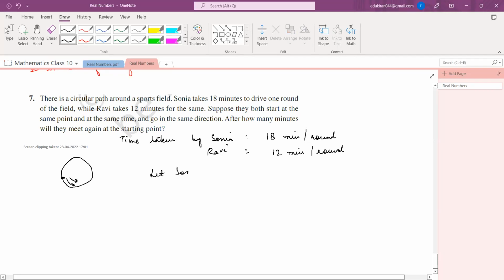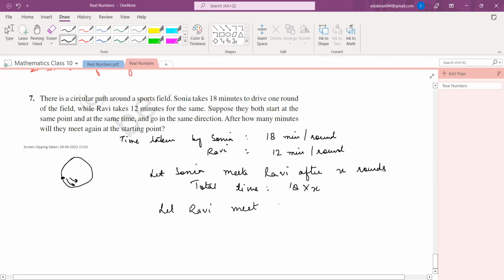Let Sonia meet Ravi after x rounds. So what will be the total time she has taken so far? 18 minutes for one round, and for x rounds it will be 18x, 18 into x, right? And similarly, let Ravi meet Sonia after y rounds. So the time taken by Ravi will become 12y.